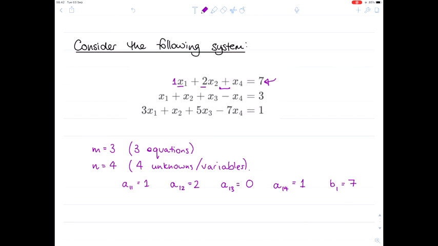And we could fill in, so for our second equation we've got coefficient a21, so this says from the second equation is 1, a22 is 1, a23 is 1. Now notice this minus sign here says that our coefficient of x4 in our second equation is actually minus 1, and our b2 is 3. And you could go along and fill in the remaining coefficients just to be sure there.